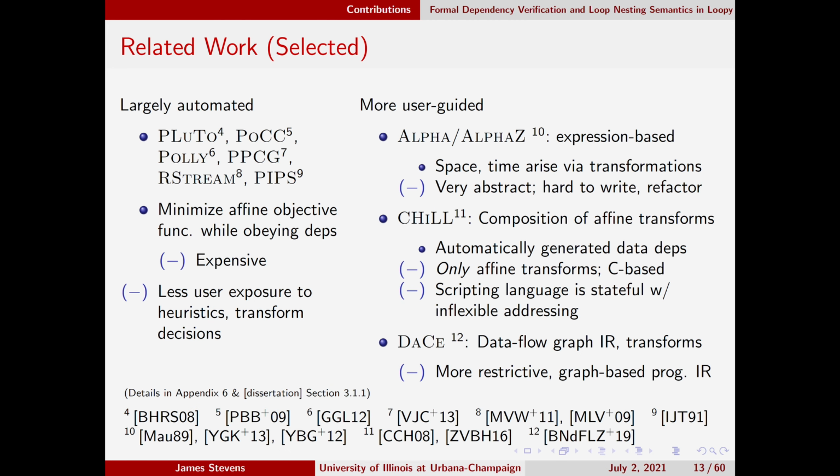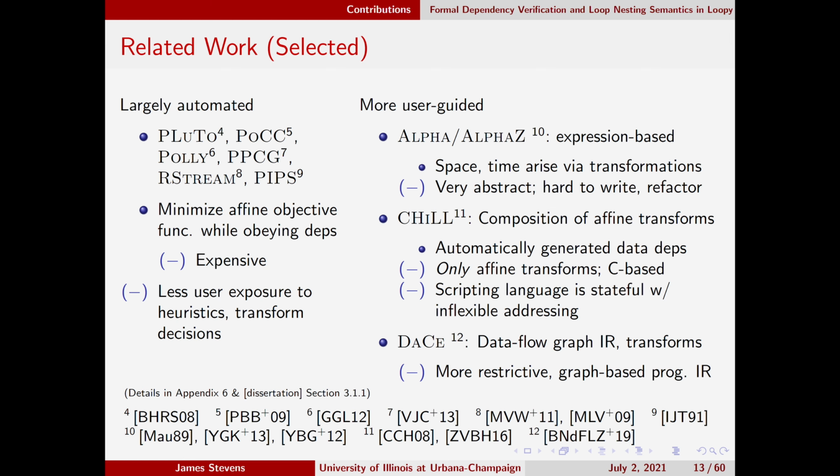Compared to our system, many polyhedral tools take a more automated approach to transformation and optimization decisions, as well as identification and enforcement of dependencies. These approaches typically determine a program ordering by minimizing an affine objective function under the constraint of satisfying all dependencies, which is expensive. While more automated approaches may require less work on the user's part and less user expertise, you sacrifice control over the optimization process and visibility into the decisions that are being made.